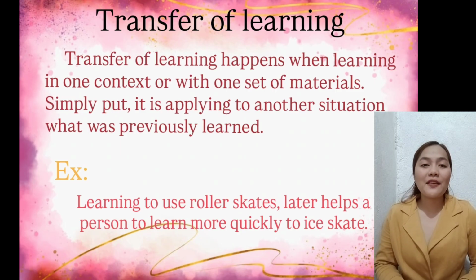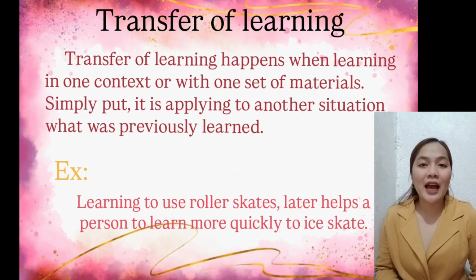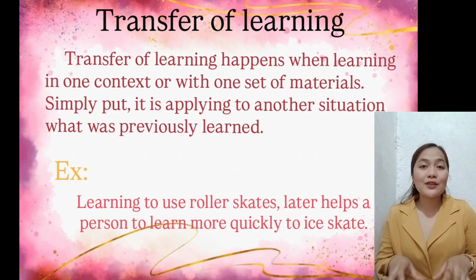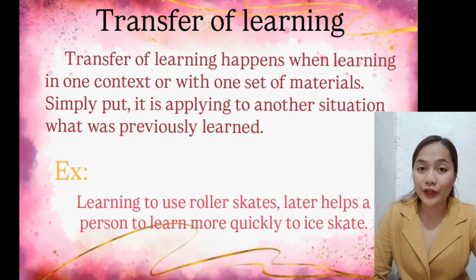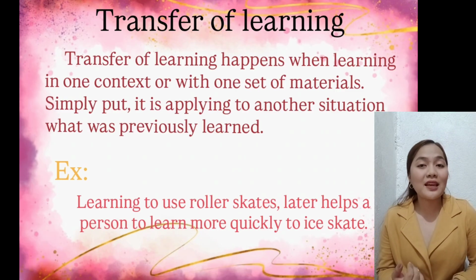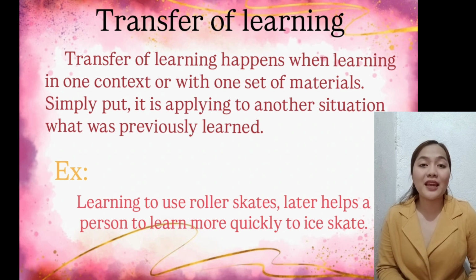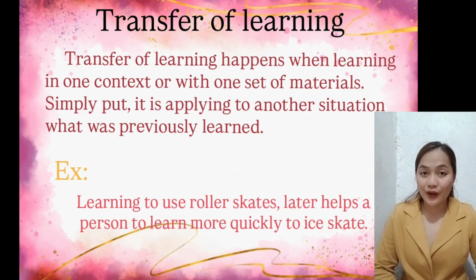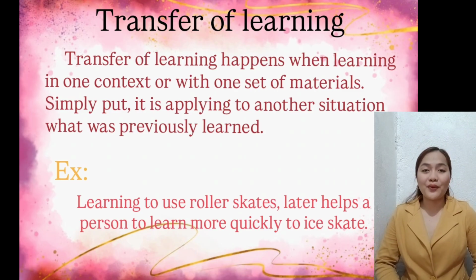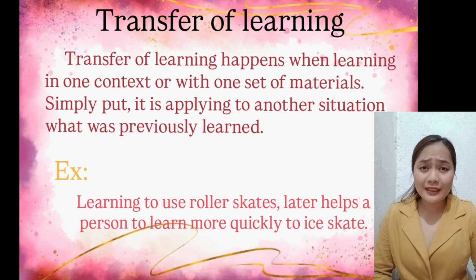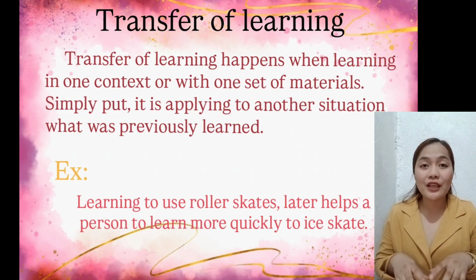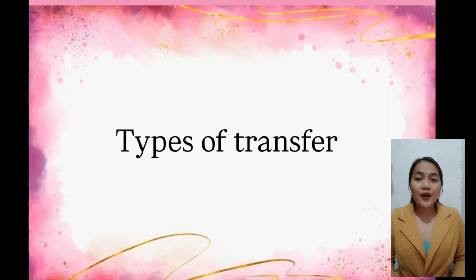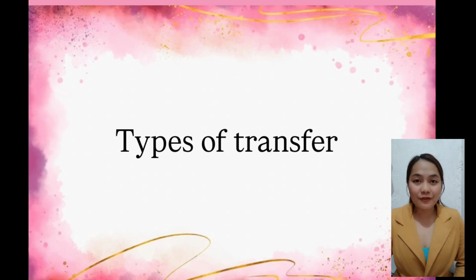Another example is, imagine you learn how to play the piano. Later, you decide to learn how to play the keyboard. Because you already know about music, notes, and using your fingers from playing the piano, it will be easier for you to learn the keyboard. That's what transfer of learning is all about. In short, transfer of learning is using your previous knowledge in a new situation. Okay, let's proceed to the types of transfer.